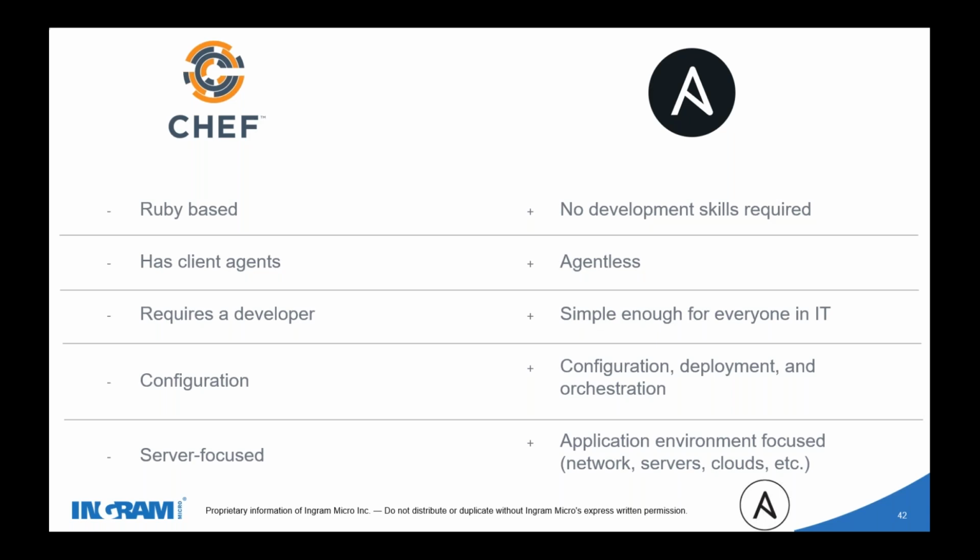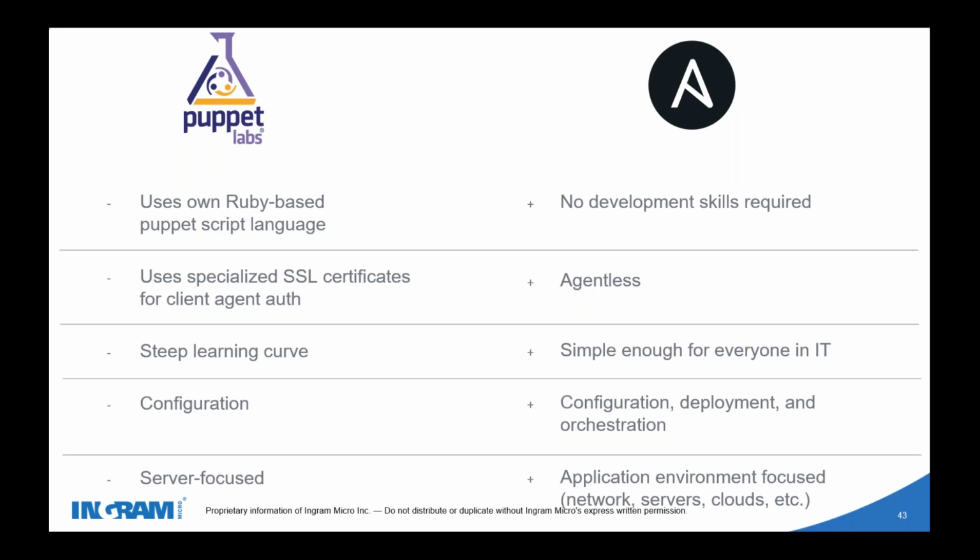And you can take care of your network, servers, cloud, etc. Puppet is still Ruby based, and you need a specialized SSL certificate to manage that one, and you require a deep learning curve. This one is also mainly focused on configuration and servers, but Ansible is much further ahead. It's agentless. Anyone from IT can do it, and you can do much more, like configuration, deployment, orchestration, and so forth.